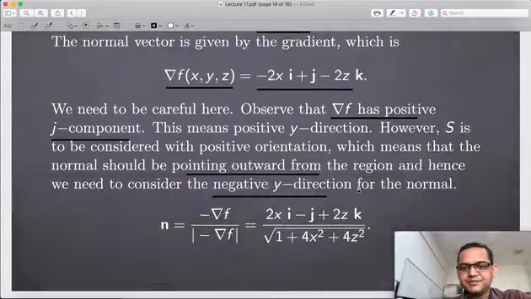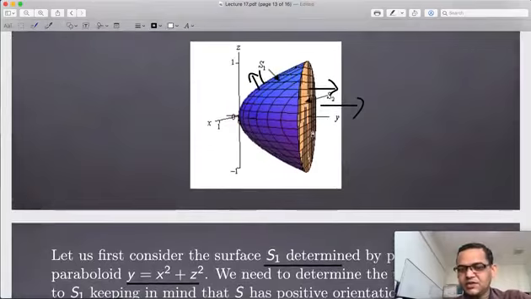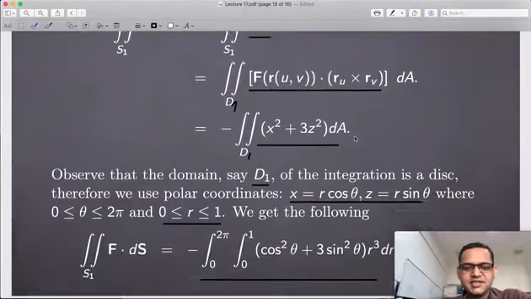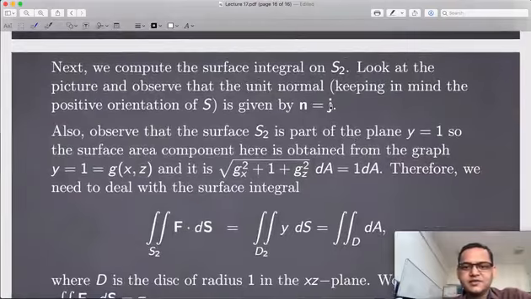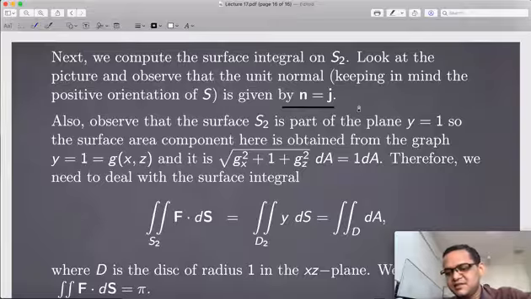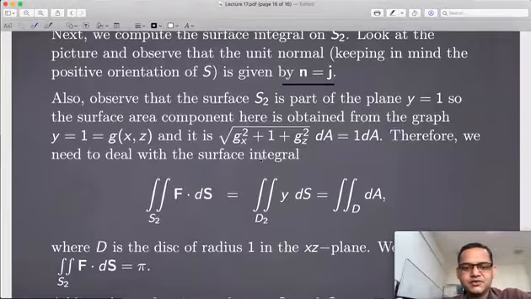Now the second surface is this. As I told you, we need to consider positive orientation, so we will consider the normal vectors pointing this way. Okay, so all we need to do now is, this is a disk, simple. Look at the picture, and because this is a flat disk, the unit normal vector is always given by the positive y direction. So you have this straight away. I see here I have written D2, but here not, so please correct these things.